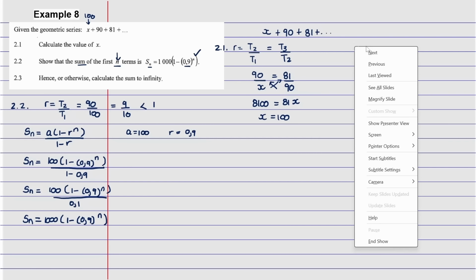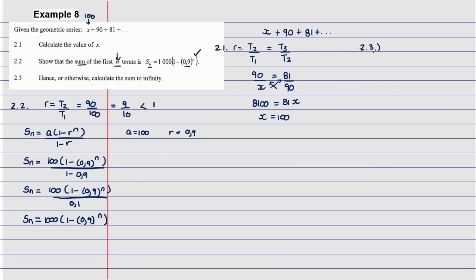Then 2.3, let me just write it here. 2.3 says, hence or otherwise calculate the sum to infinity. Since we already know that r is between -1 and 1, it's easy for us to calculate the sum to infinity because we know the series is convergent. So the sum to infinity is equal to a divided by 1 minus r. Remember that a is 100, and this is divided by 1 minus 0.9. Punch this into the calculator and you're going to get 1,000. And that's how you would solve the third question.